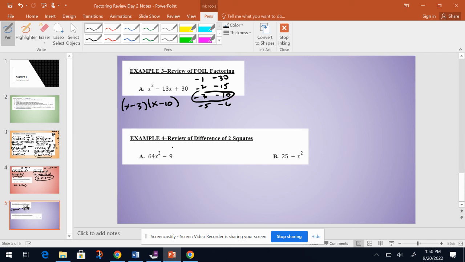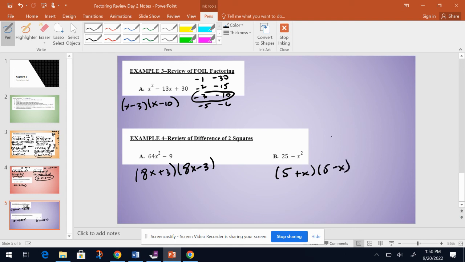Okay, and then now we go to the difference of two perfect squares. So notice that both of these are perfect squares. That's going to be an 8x plus 3, 8x minus 3. Again, reviewing, I take the square root of the first term. That's where the 8x comes from. I take the square root of the second term. One is always a plus, one is always a minus. This would be a 5 plus x, 5 minus x.